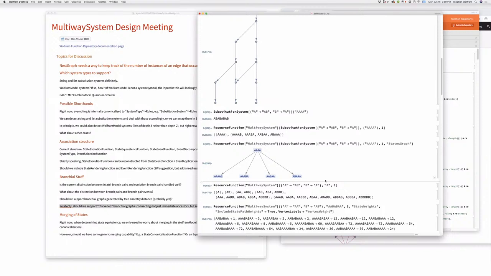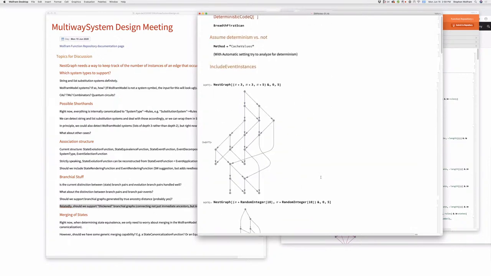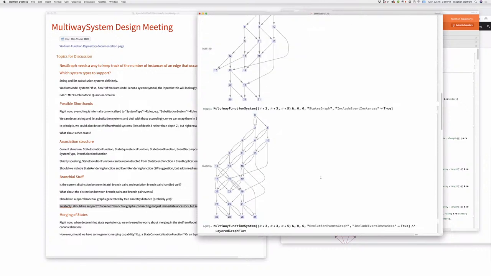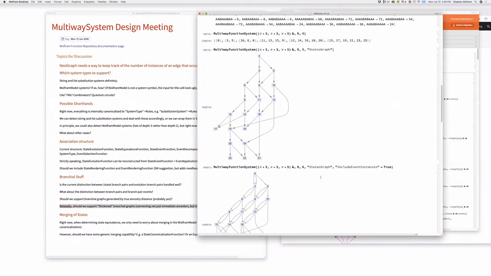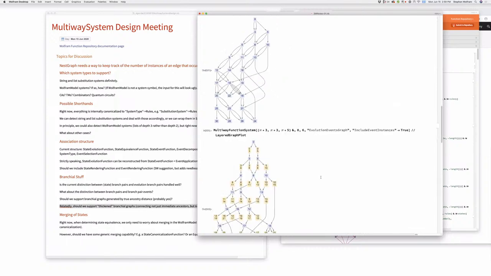That has a whole other wild character. I was going to say the multiway function system for the integer case. The canonical way I could think of doing it, because obviously in order to define event decomposition functions, you need to have a notion of elements, because you need to know where elements got created, where they got destroyed, and so on. Right.